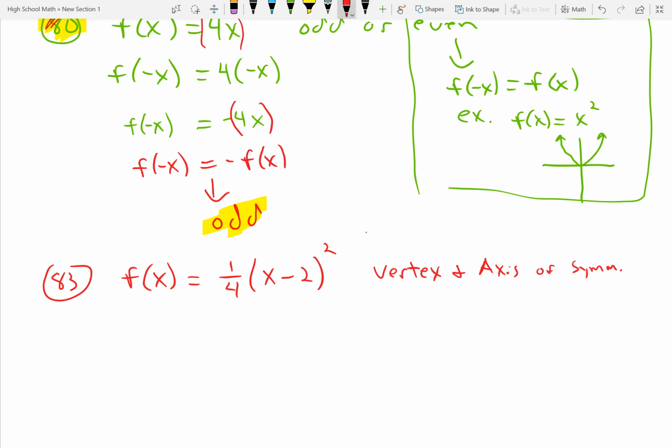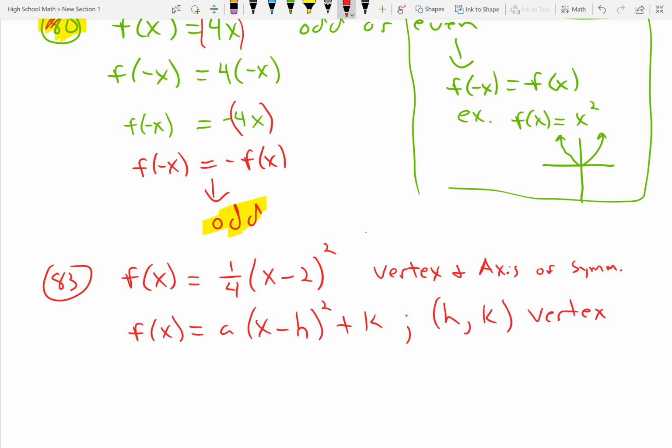Well, this form of the equation is called vertex form. We say if f of x is equal to a times x minus h quantity squared plus k, this h and k value is the vertex. h comma k is the vertex.